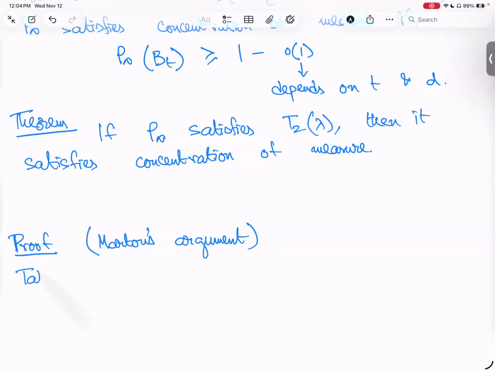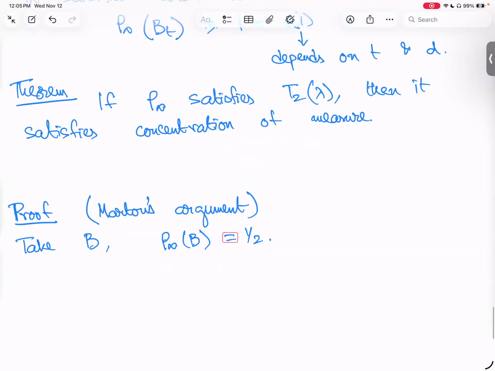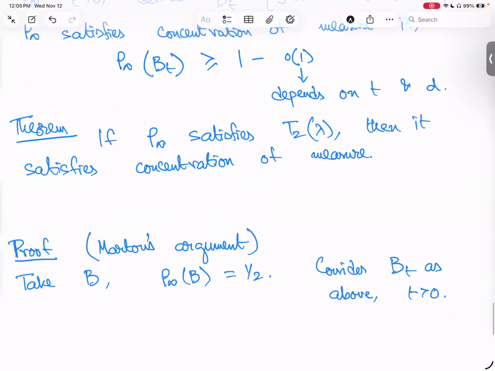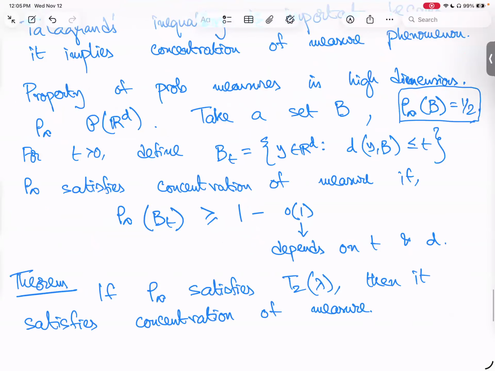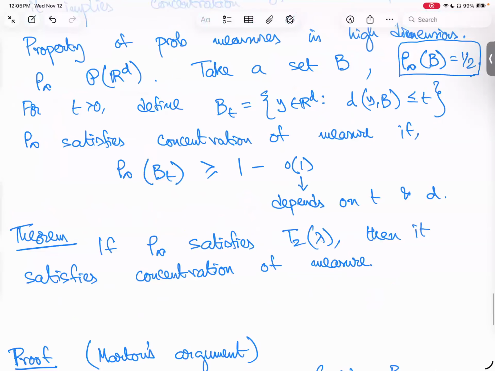So take some B such that rho infinity of this set B is 1/2. So some median set. Okay, now consider BT as above, for some T positive. So what was BT again? The thickening. BT is the T neighborhood of B. So I just thicken it by putting in everything that is within distance T from B.